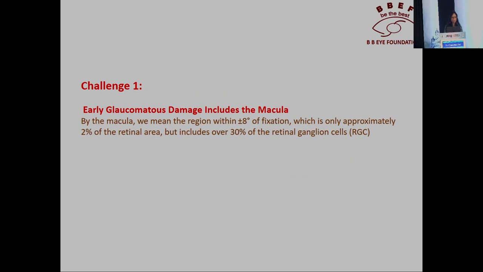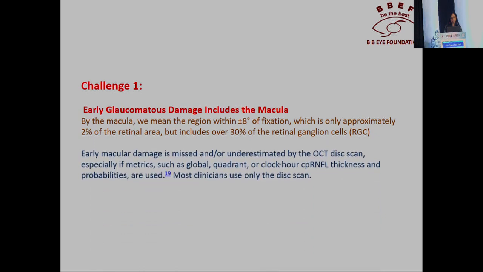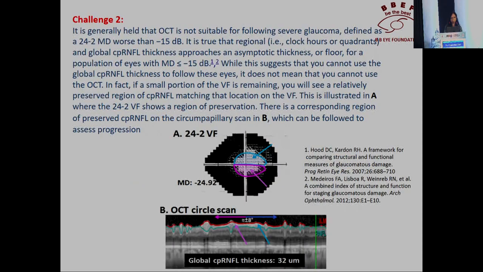Another challenge which often poses is early glaucomatous change, which includes the macula. By the macula, we mean the region within 8 degrees of fixation, which is only approximately 2% of the retinal area, but includes over 30% of the retinal ganglion cells. Early macular damage is missed or underestimated by the OCT disc scan, especially if metrics such as global, quadrant or clock hours are taken into account for RNFL thickness. So most clinicians use the disc scan.